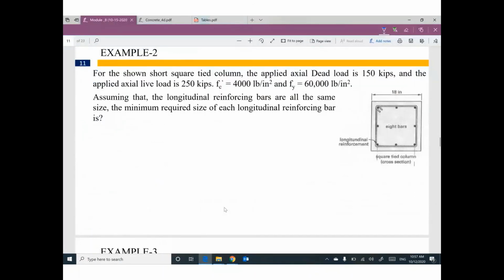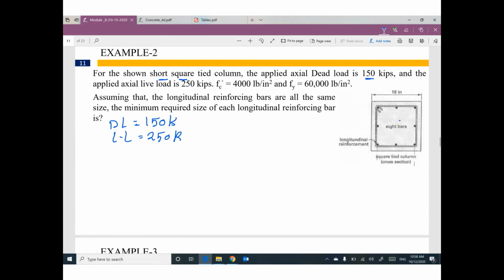We have another example. Piece of cake. For the shown short square tied column, you might say, hey, he gave us the 18 inch, what about the other side? It's a square, so the other side will be 18. The applied axial loads: the dead load equals 150 kip, and the live load equals 250.